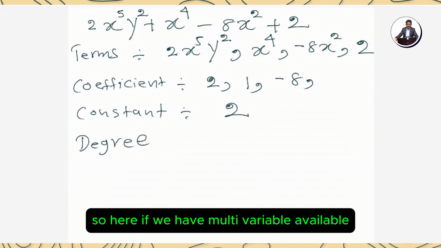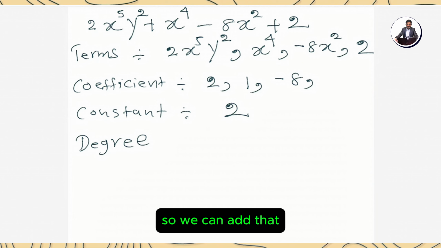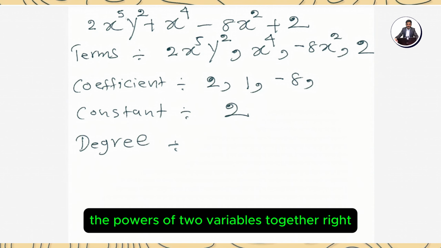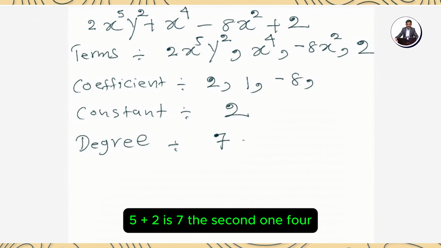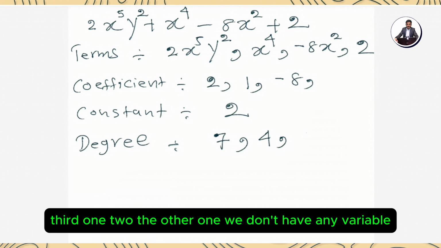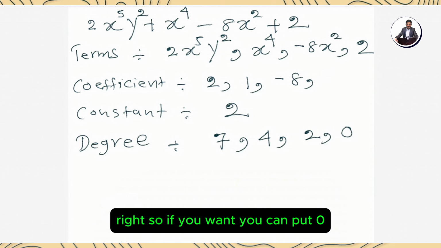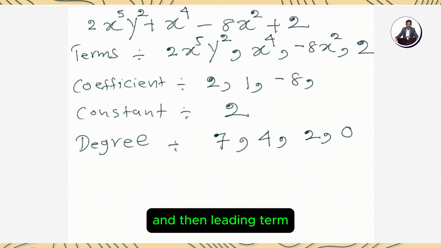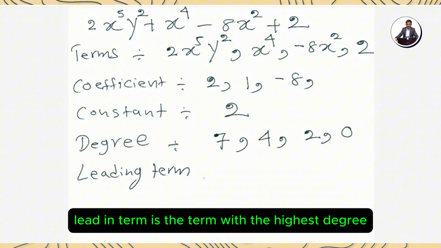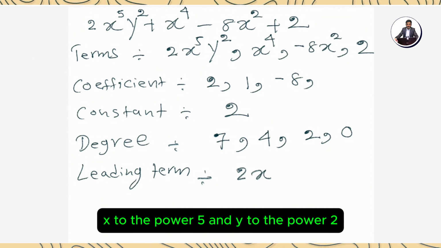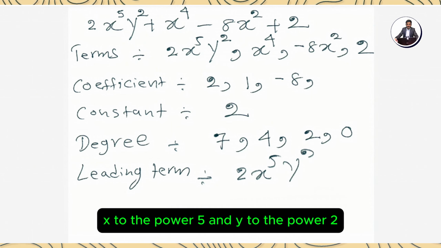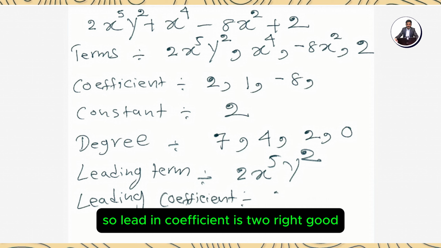For the degree, if we have multiple variables, we add the powers of the variables together. So for the first term, the degree is 7, since 5 plus 2 is 7. The second, 4. The third, 2. The last one doesn't have any variable, so if you want, you can put x to the power 0, that's fine. The leading term is the term with the highest degree, so the leading term is 2x to the power 5 y to the power 2. The leading coefficient is 2, right?